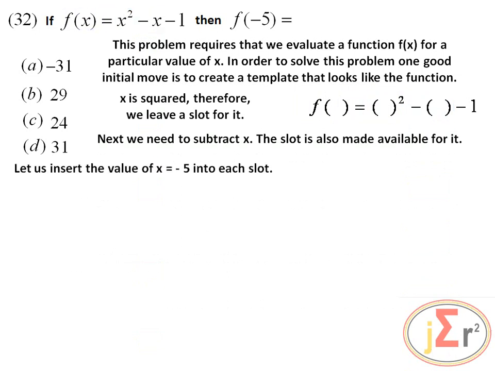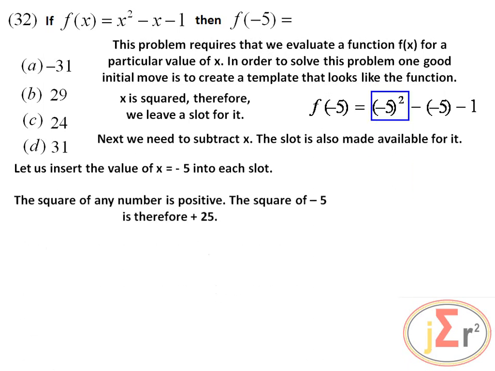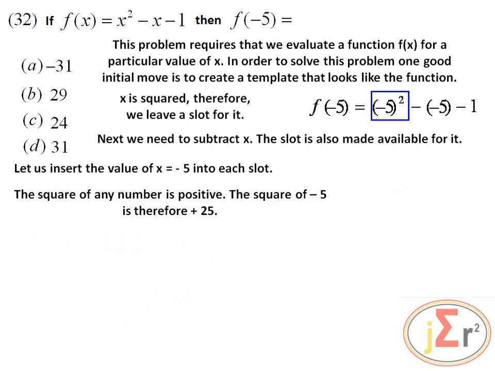Let us insert the value of x, which is equal to negative 5, into each slot. So we are evaluating the function for x equal to negative 5. So in those slots, we put negative 5. X is equal to negative 5. The square of any number is positive. The square of negative 5 is therefore a positive 25.